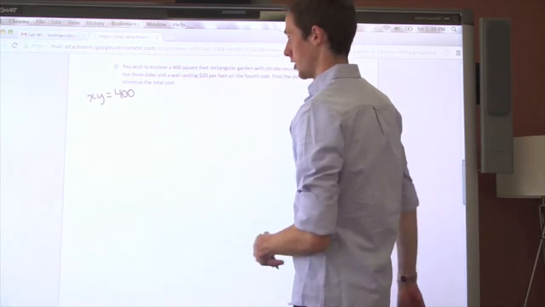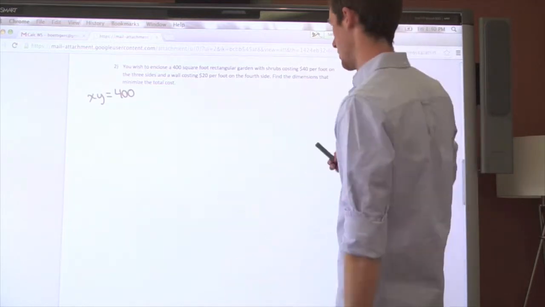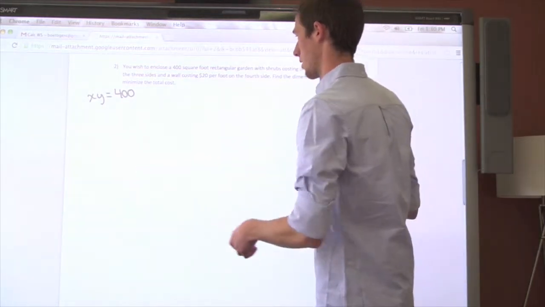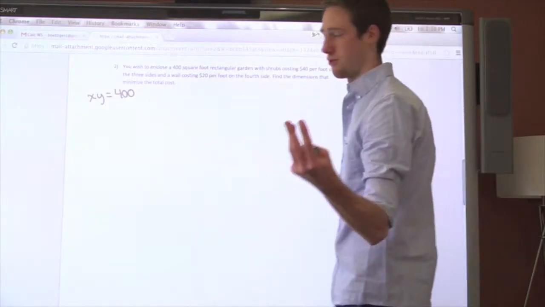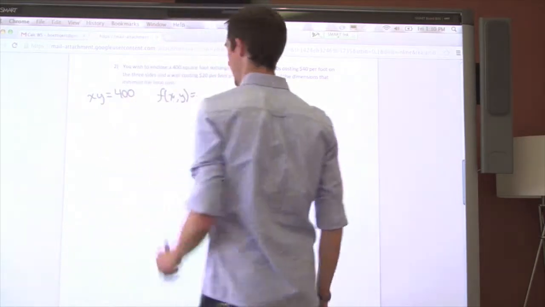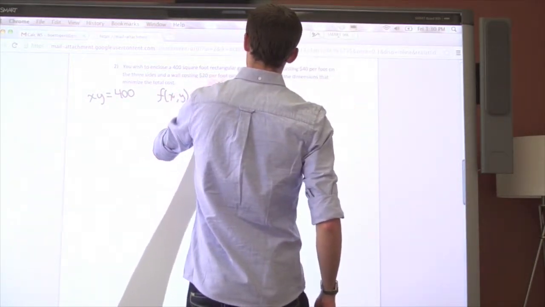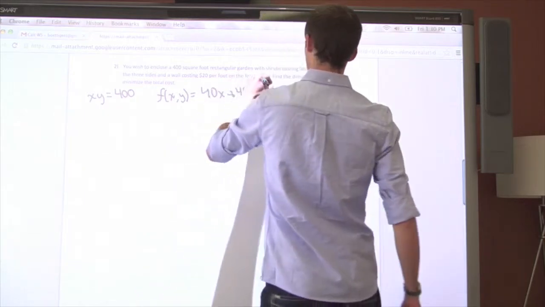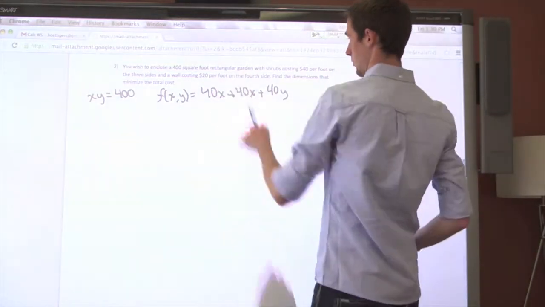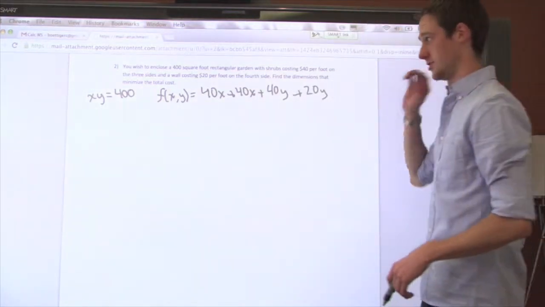Now we want to set up our actual function that we're going to be manipulating. We want to find the dimensions that minimize the total cost, so our equation is going to have to deal with the perimeter of this rectangular garden. We've got $40 a foot on 3 of the sides, so we say f of x, comma y. This is a function of x and y. It's going to be 40x plus 40x plus 40y. That's the $40 per foot on 3 of the sides, and $20 per foot on the 4th side, so we need a plus 20y. So that's going to be our equation that we need to manipulate.